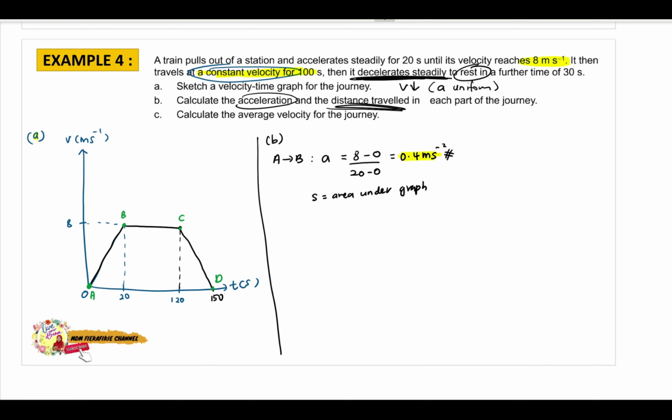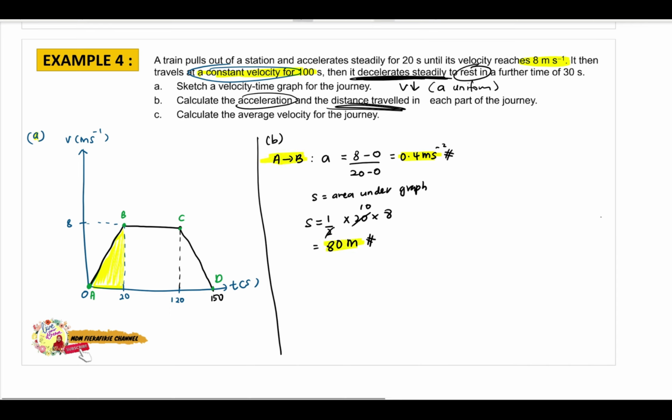So we will get, okay, let me colour it a bit. Okay, this yellow, because we only want A to B, right? So it should be S equal to half times 20 times 8. Okay, so it is 80. Alright, so 80 meter. Okay, so we have the answer.